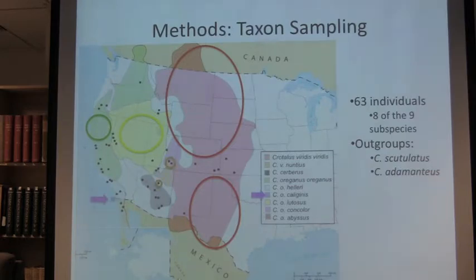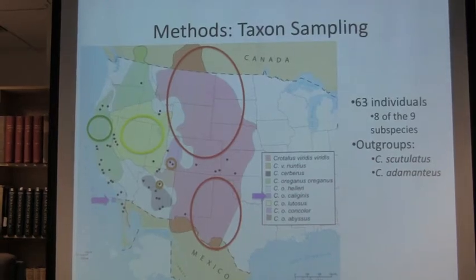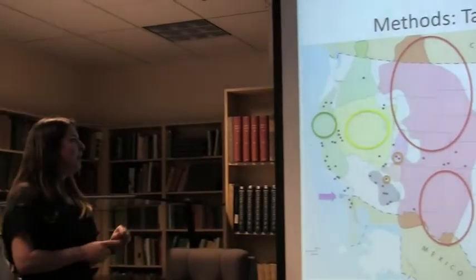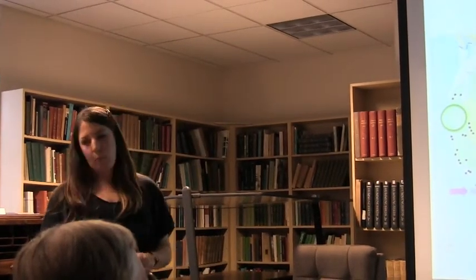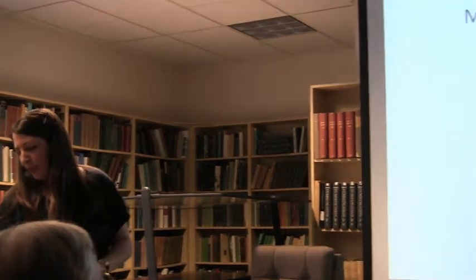Finally, I want to point out that these 3 individuals highlighted in orange are my 3 individuals of Crotalus viridis nuntius, the range of which is shown in orange, and they all fall outside of the range of this subspecies, but were morphologically and molecularly verified to be of this subspecies.